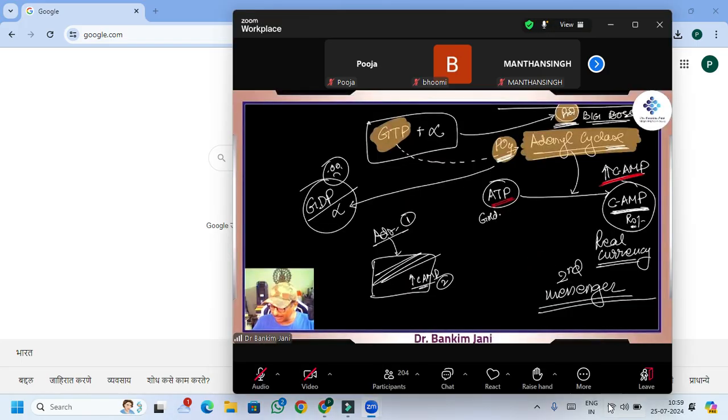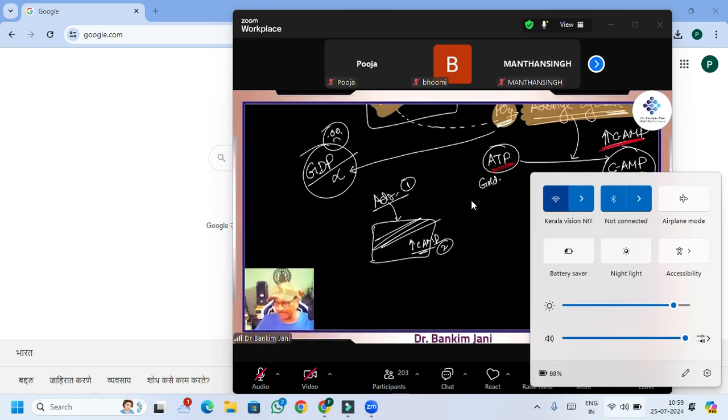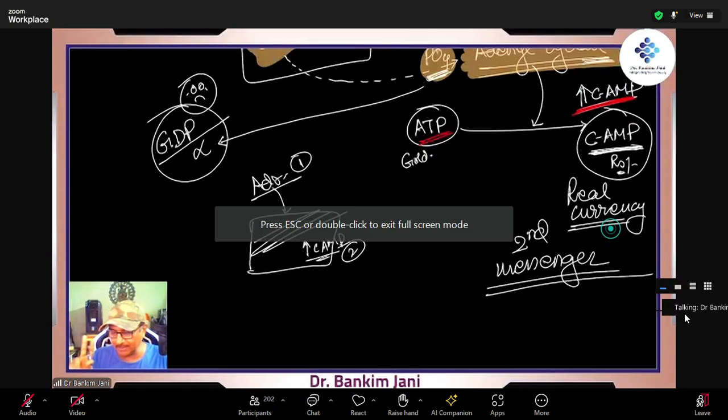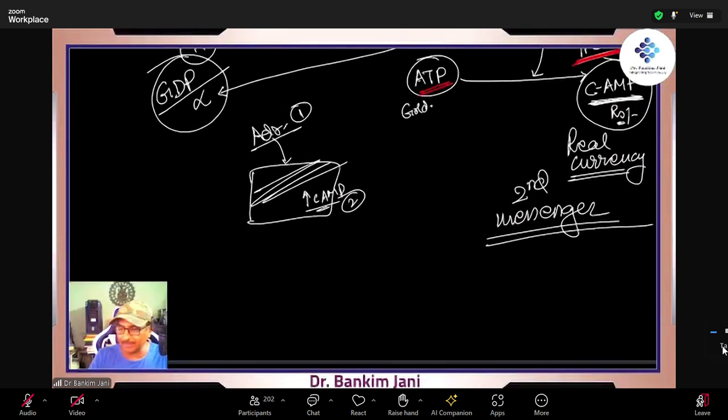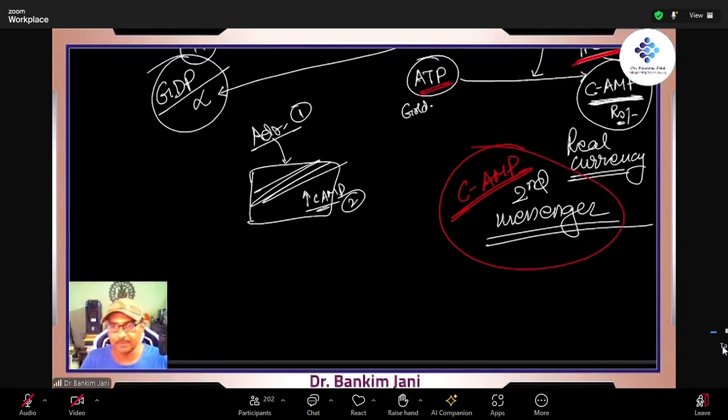So the other secondary messenger? Yes, second messenger. Not secondary, second messenger. Number two. Messenger number two. So this cyclic AMP is the second messenger. This is cyclic AMP. It's the second messenger. Yeah, so you can think of it like that.